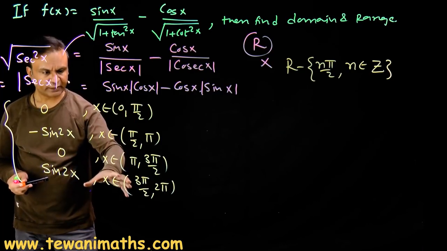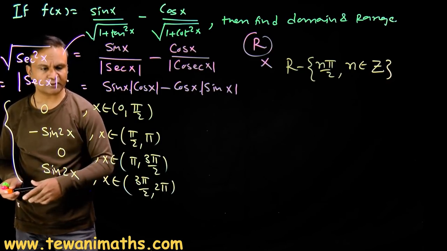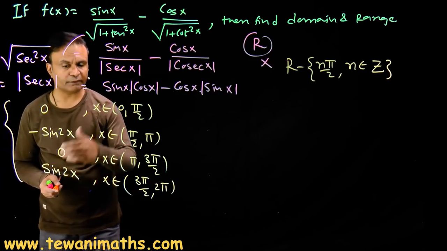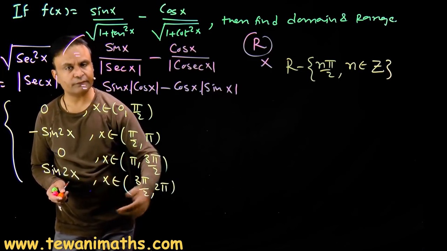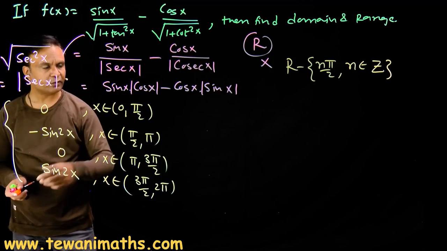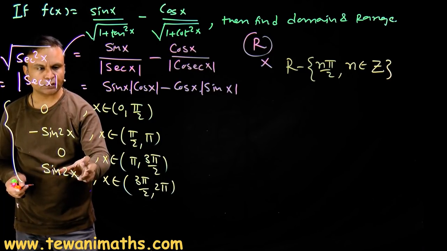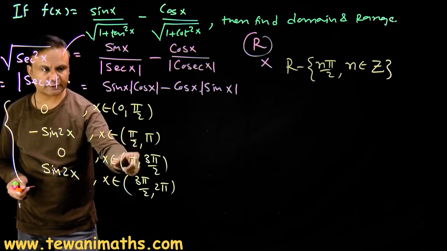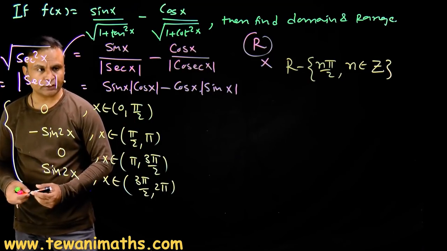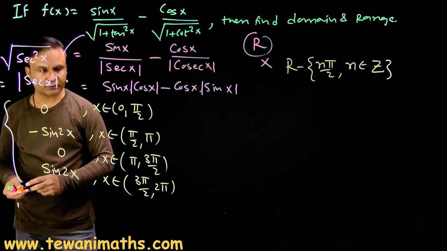Now we can find the range from these four parts, because after that the function will repeat. Again we have the first quadrant. We can say the period of this function is 2 pi. So we will find the range in this interval of length 2 pi. Here the value is 0.